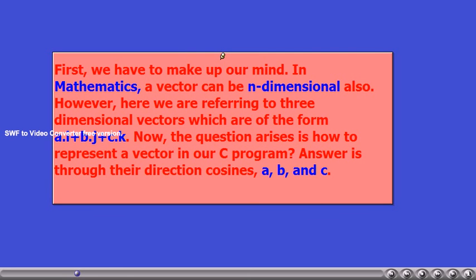First, we have to make up our mind. In mathematics, a vector can be n-dimensional also. However, here we are referring to vectors of three-dimensional nature only. That is, they are in the form of ai plus bj plus ck. Here, a, b, c are the direction coefficients of the vector, which are the weights of the principal axes. So we are supposed to deal with such types of vectors only.